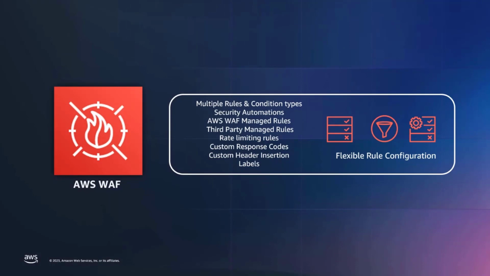Also in the area of customization, AWS WAF supports custom header insertions, custom response codes, and labeling for inter-rule communications in the same web ACL. We have customers who also want to leverage third-party rules, so AWS WAF supports third-party managed rules. Lastly, AWS WAF also supports action types, more commonly known as remediation actions, for newly configured WAF rules. Things like allow, block, or count.